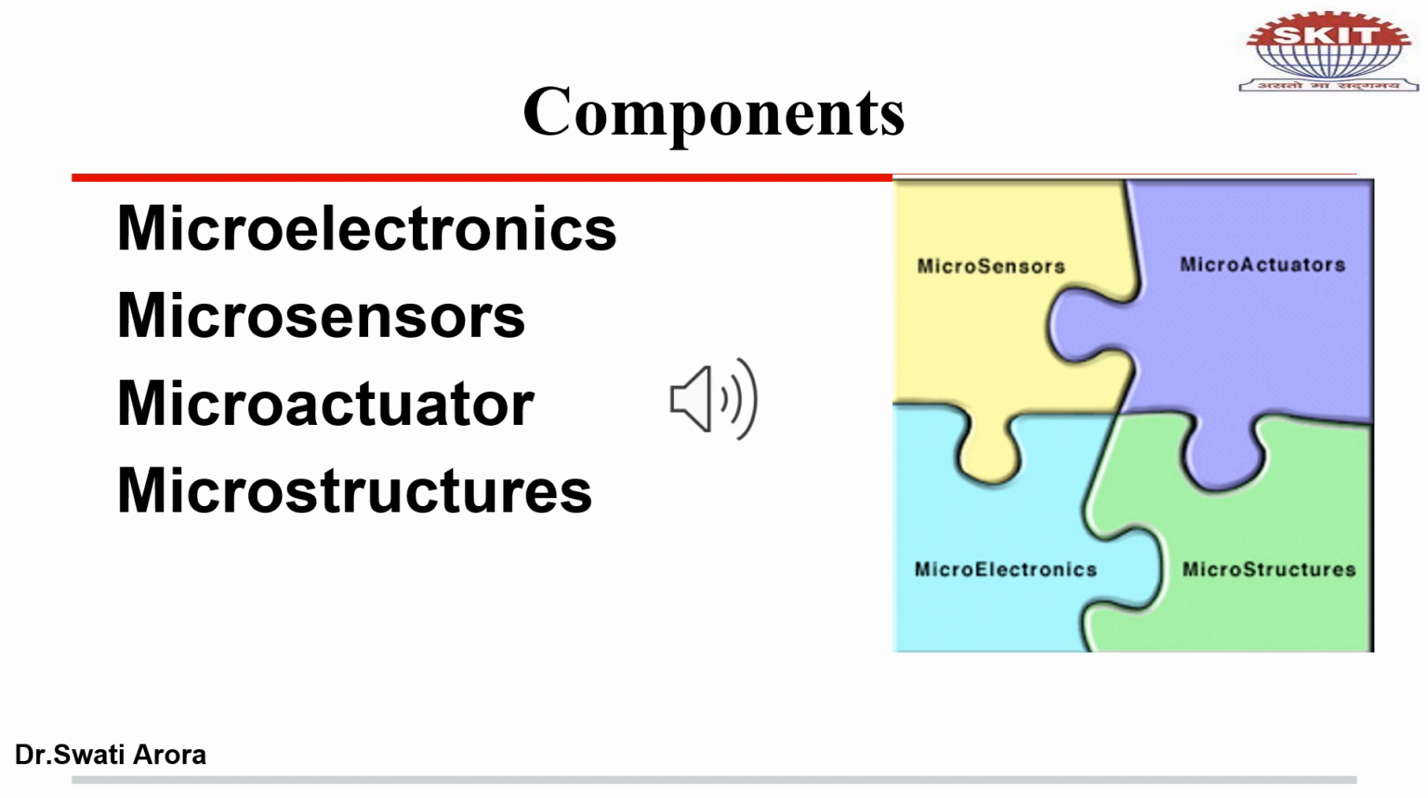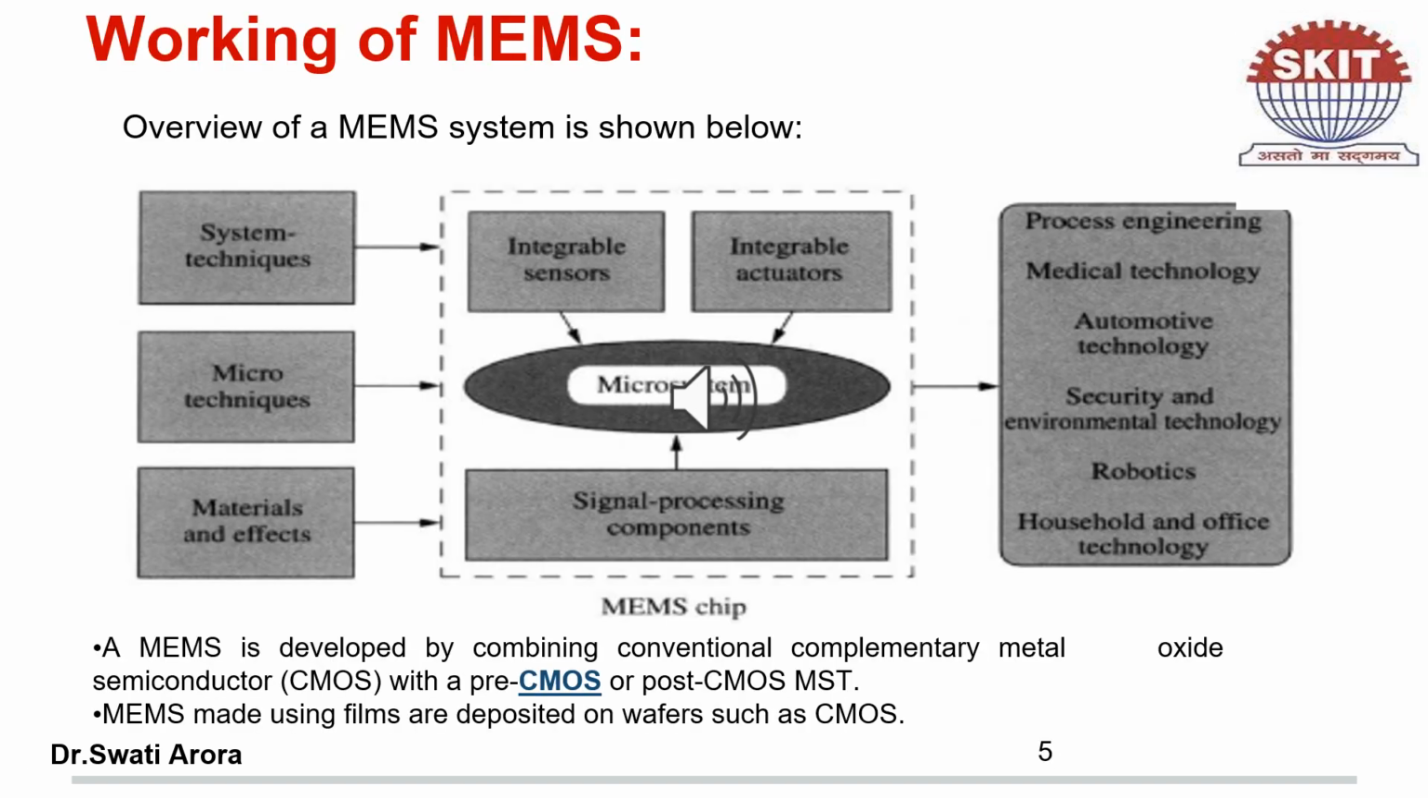And the last one is microstructure. The small structure built on the surface of the chip is done by the microstructure, and it is also used to build the right into silicon of MEMS. So these are the components of a MEMS device. This slide shows the working of MEMS technology. The overview of a MEMS system is shown below.